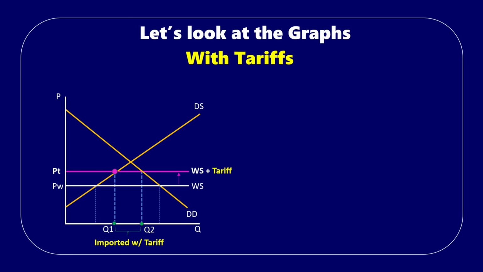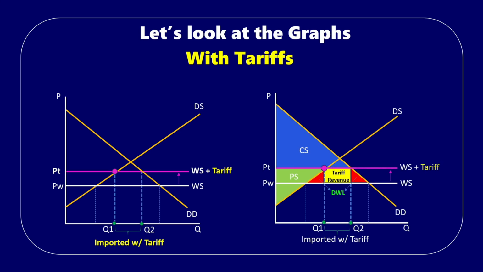At this higher price, domestic producers are willing to produce more, moving from Q1 to a higher level, and domestic consumers buy less, moving inward from Q2. The gap between production and consumption becomes smaller. Consumers lose surplus because prices are higher, and the blue area shrinks. Producers gain surplus because they can sell more at a higher price. That green area grows. And the government gains tariff revenue, which is shown by the yellow triangle in the middle.